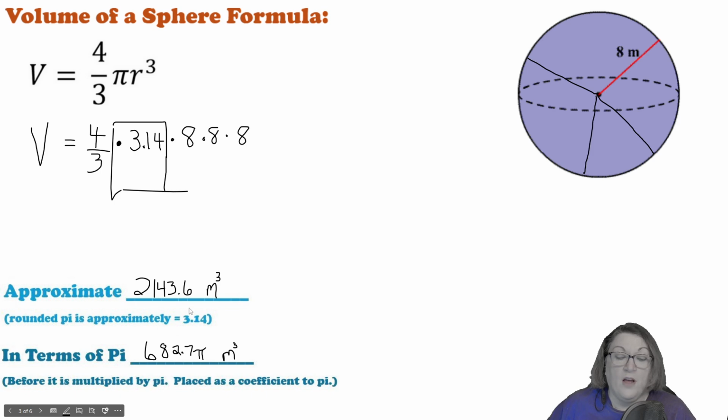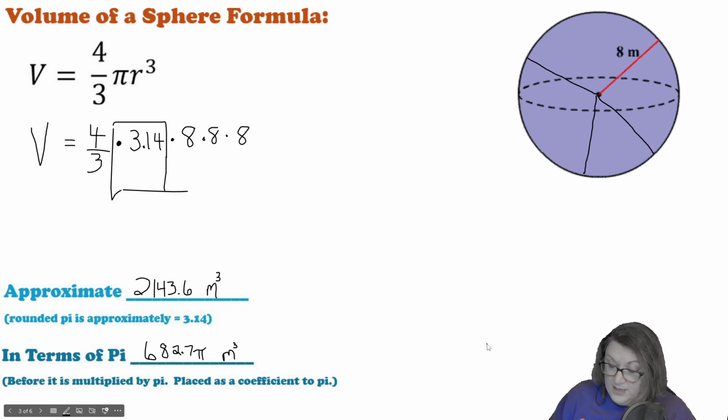Okay, remember, in the approximate value, you do the exact thing that the formula says, but for the in terms of pi or the exact value, which is a little more precise, you're going to do everything except multiply it times pi and then place that pi symbol next to it because that does mean 682.7 times pi.